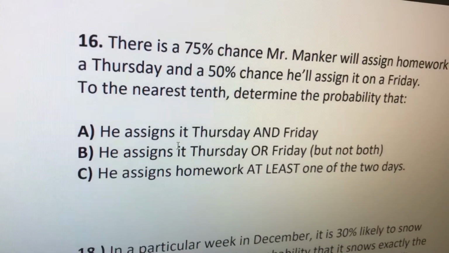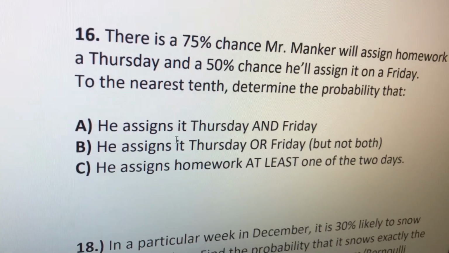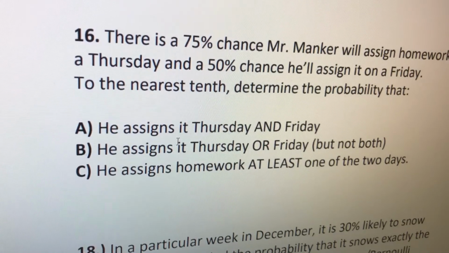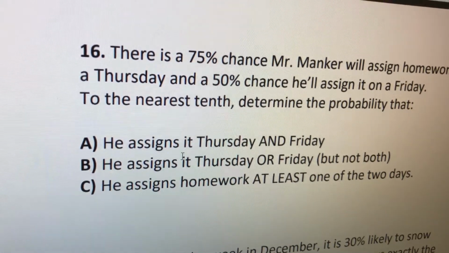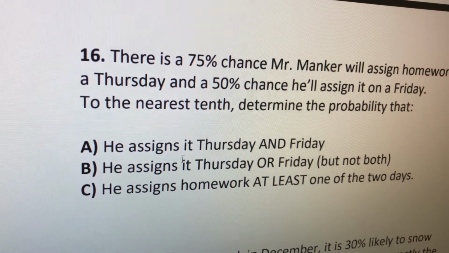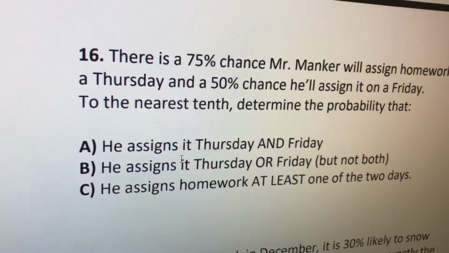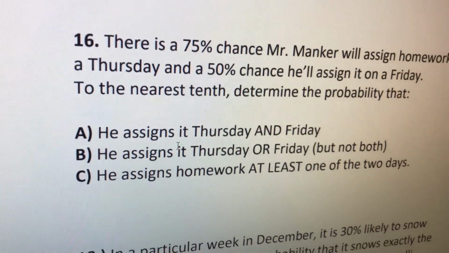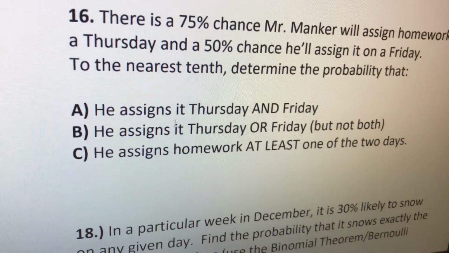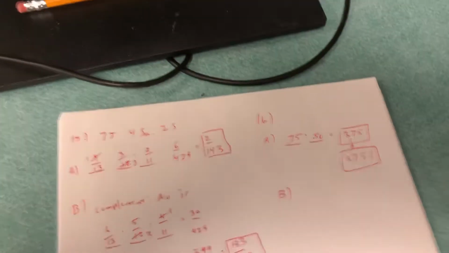All right, part B. Part B says we want the probability of assigning it Thursday or Friday. Now, or usually means that you're going to add the probabilities. This one's convenient for error checking because if you add the two probabilities, you get something greater than 100%. So clearly that's not going to work. Okay, so a couple ways you can think about this. Thursday or Friday, but not both.